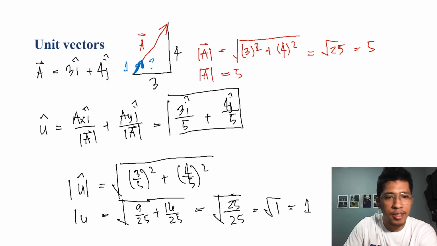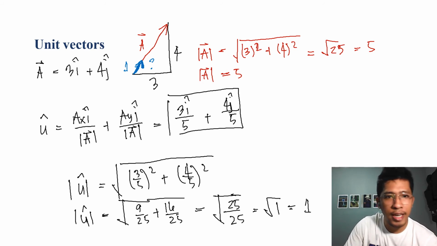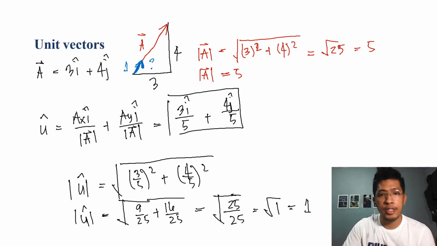So indeed, your 3 over 5 i hat plus 4 over 5 j hat is a unit vector. Okay, so this is an example of a unit vector. You have u hat equals 3 over 5 i hat plus 4 over 5 j hat.